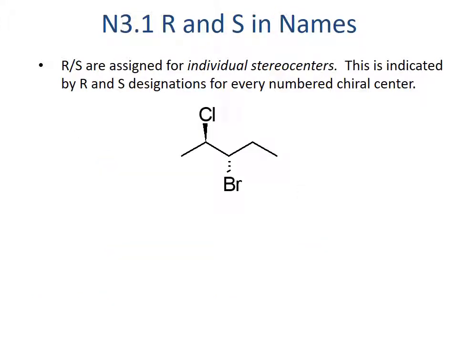R and S are for each stereocenter, so the designations are associated with an individual group. Let's walk through assigning these stereocenters and naming the molecule together. First, let's agree on a name for this molecule without a designation of chirality.